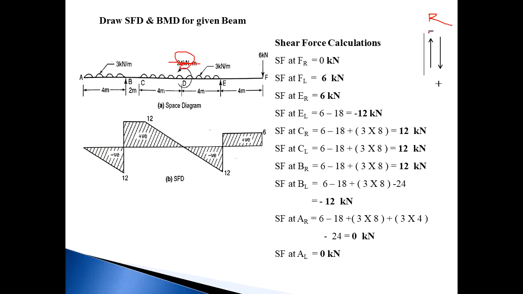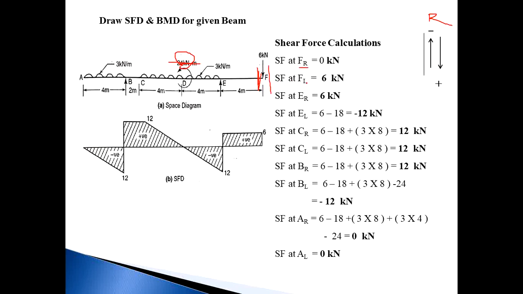upward force is negative, downward force is positive. Each point has two shear force values, that is right and left. First, starting with point F, mark a section on the right side of F, that is FR. There is no force on the right side of the section, so consider 0. So SF at FR is equal to 0. Then mark a section just left of F and consider the right side.